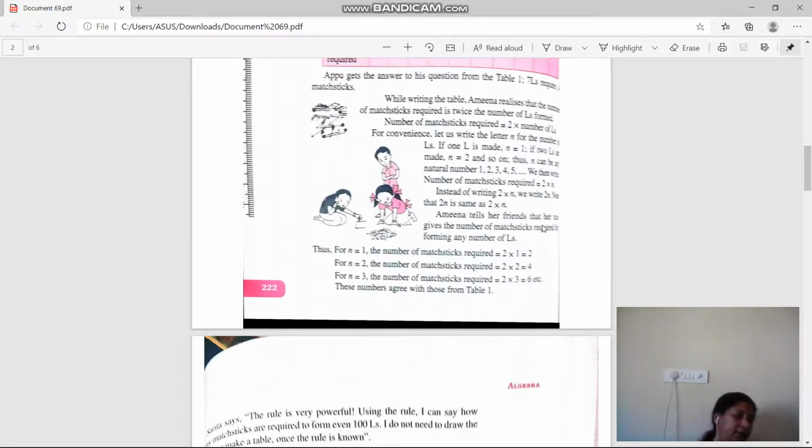Okay, Sarita says the rule is very powerful. Using the rule, I can say how many matchsticks are required even to form 100 L's. Definitely, we know the formula. So instead of writing 1, 2, 20, 30, we can also tell the number of matchsticks required for 100 L's. Do you agree with Sarita? Yes, definitely, because we know the formula. We just have to put the value into n, then we get the number of matchsticks.